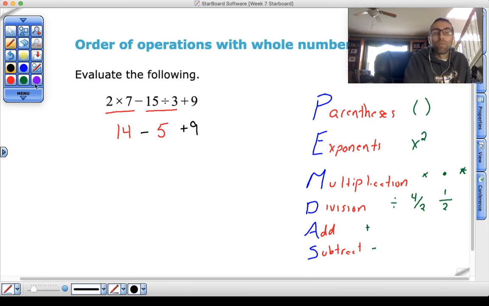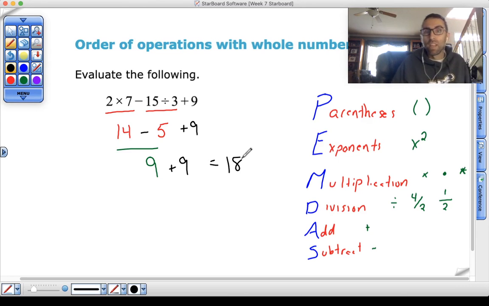So we're left with 14 minus 5 is the first addition subtraction. 14 minus 5, you get an answer of 9. Bring down that plus 9 that you didn't use before. And when you have 9 plus 9, you should have gotten an answer of 18. If you got something different, feel free to go back and watch this video again, at least this last example.